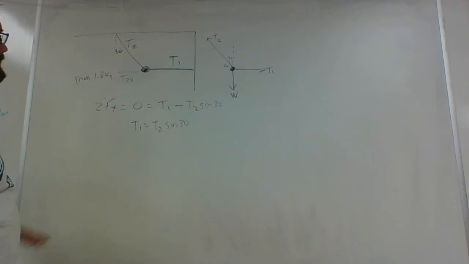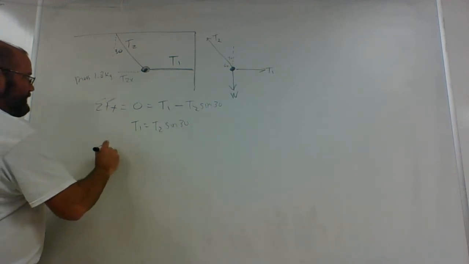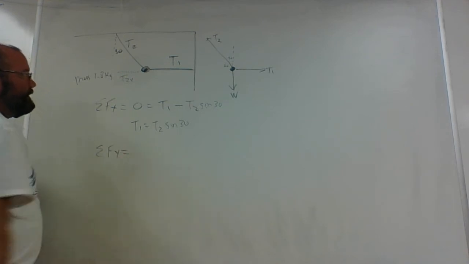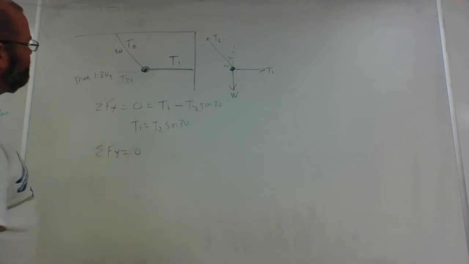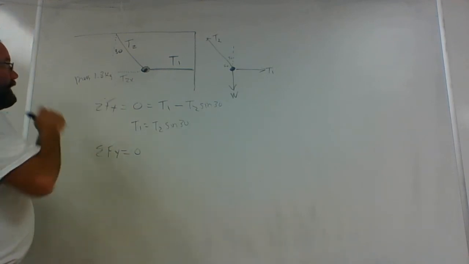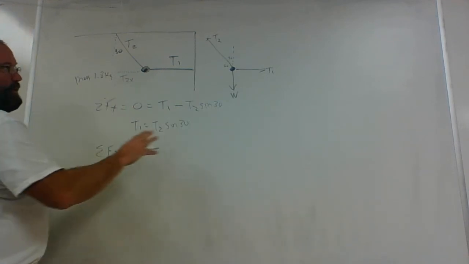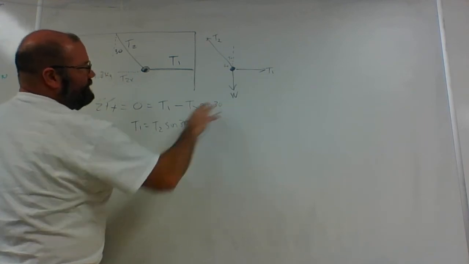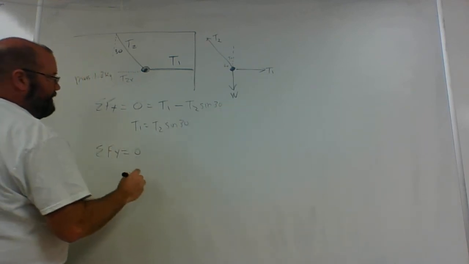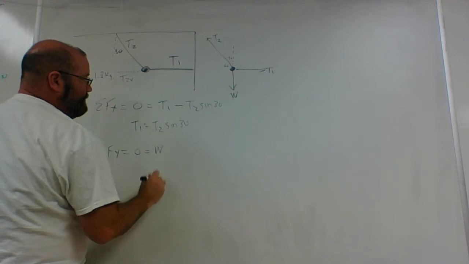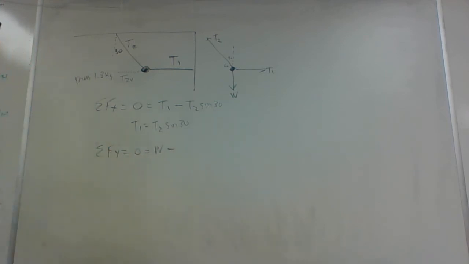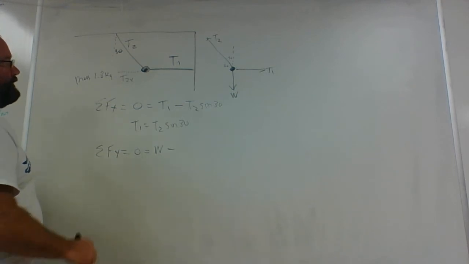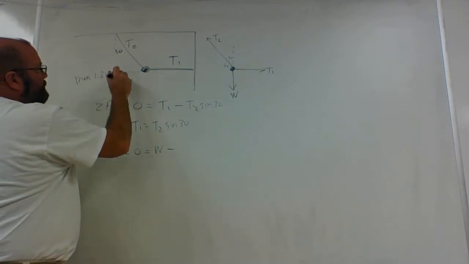So now we're going to look at the information for the y direction. The sum of forces in the y should also be equal to 0, because the object is not falling to the ground or accelerating up. Those forces, based on my free body diagram, include the weight of the object going down, minus any forces that are acting in the upward direction.